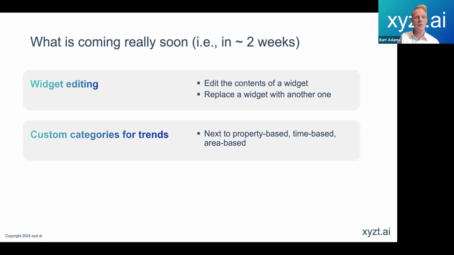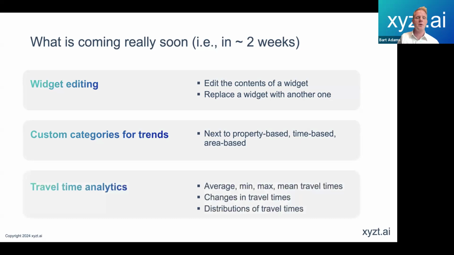It's extremely powerful, and we're sure it's going to be used in the maritime domain, but also in the traffic and mobility domain. That being said, the biggest feature we're going to release in a couple of weeks is related to travel time analytics. The platform already allows you to analyze travel time. You can compute origin destination matrices, and matrices with travel times, changes in travel times, and so on.